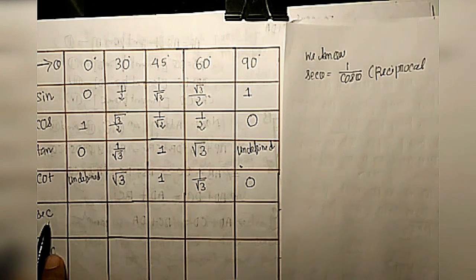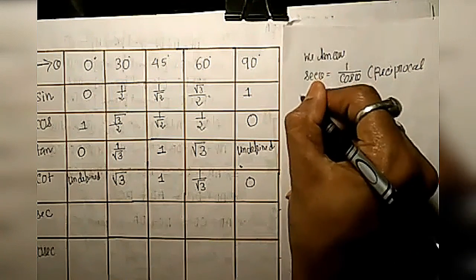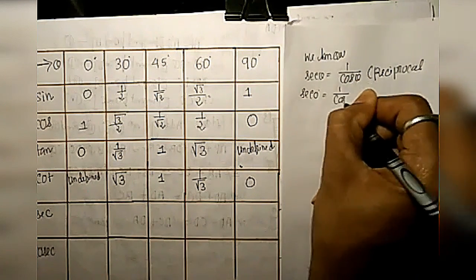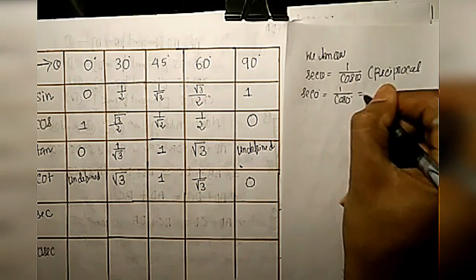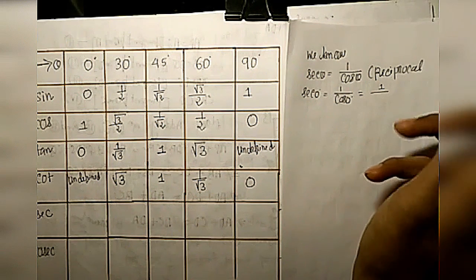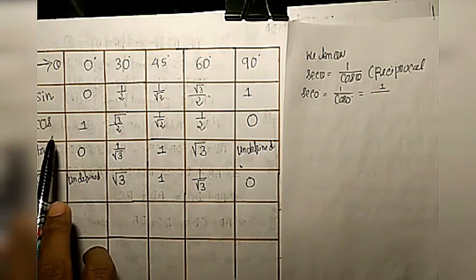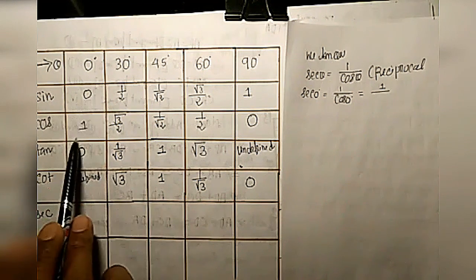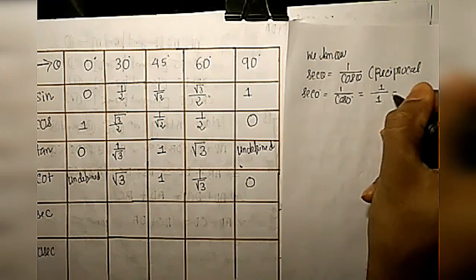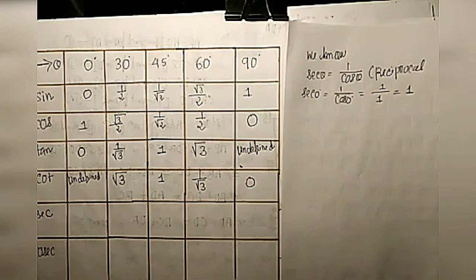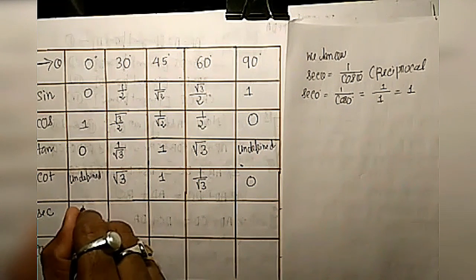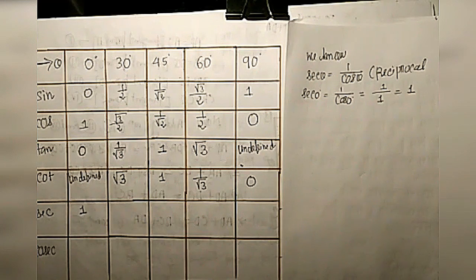So first is sec 0 degree. That means theta is 0. So sec 0 degree equals 1 by cos 0 degree. So 1 by cos 0 degree means 1 by 1. Cos 0 is 1. What is the value of cos 0 degree? It is 1. So 1 by 1 equals 1. So sec 0 degree is 1.